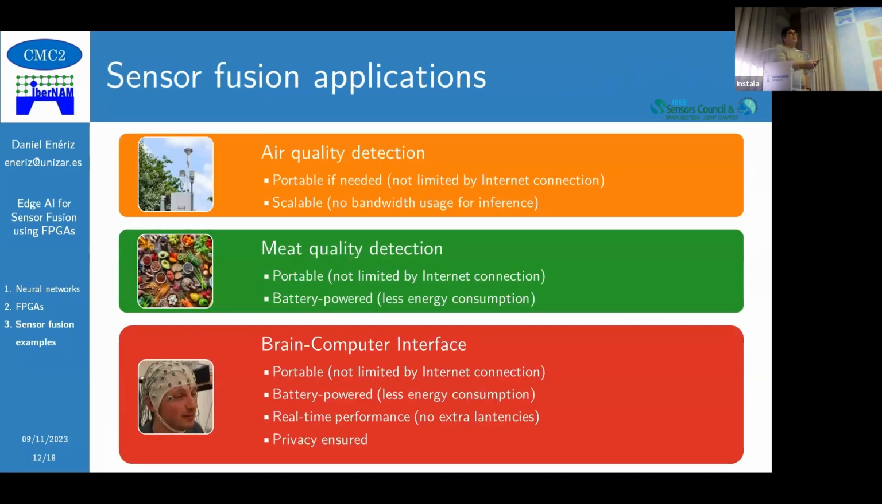So this is the approach we are using for implementing artificial neural networks on FPGAs, and now I'm going to introduce the sensor fusion applications where we have tested this approach. We have worked with high quality detection, with mid quality detection, and we are working now with a brain-computer interface.